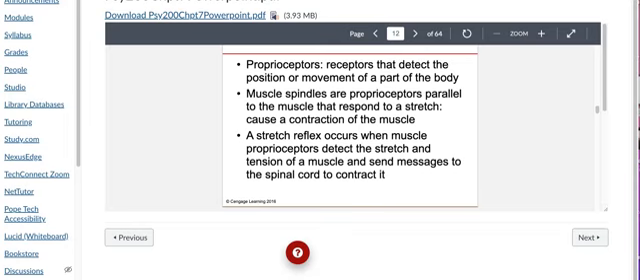Thanks to proprioceptors, you can touch your nose with your eyes closed, walk without staring at your feet, and adjust your grip when holding something heavy. Try this. Close your eyes and raise your right arm above your head. You still know exactly where it is because proprioceptors are talking to your brain nonstop.